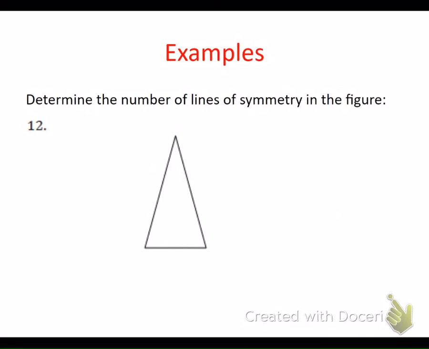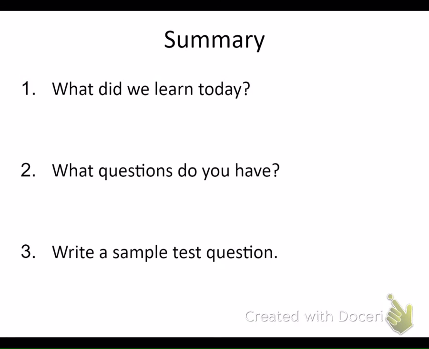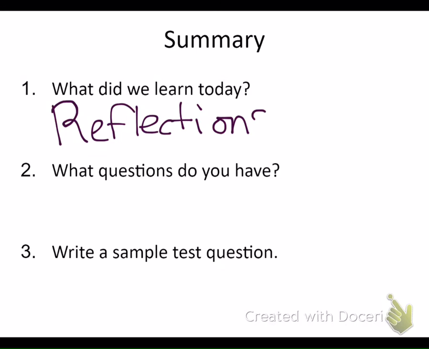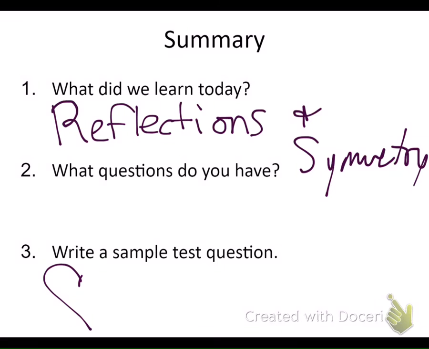All right, let's do our summary. So what were the 2 words that we learned about? Symmetry and reflections. Reflections and symmetry. Okay, a sample test question could be something like, you could just draw a heart and ask: how many lines of symmetry?